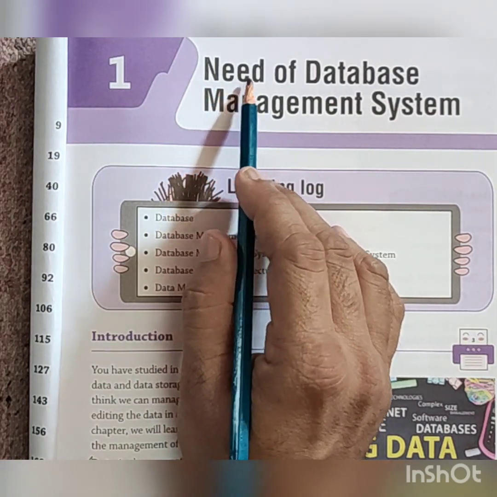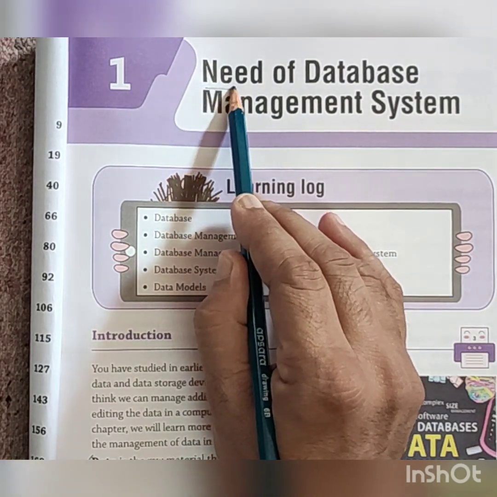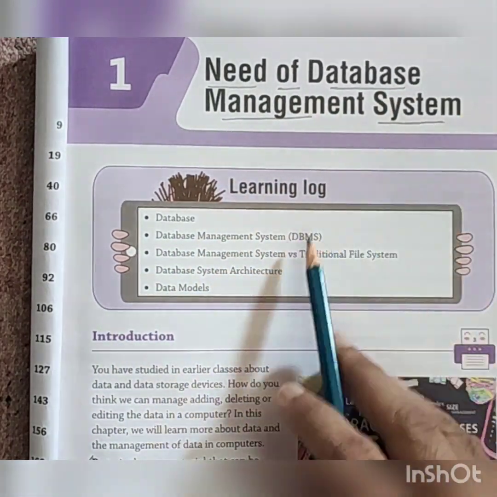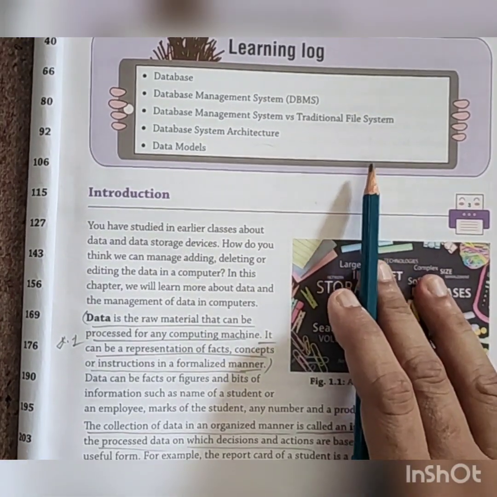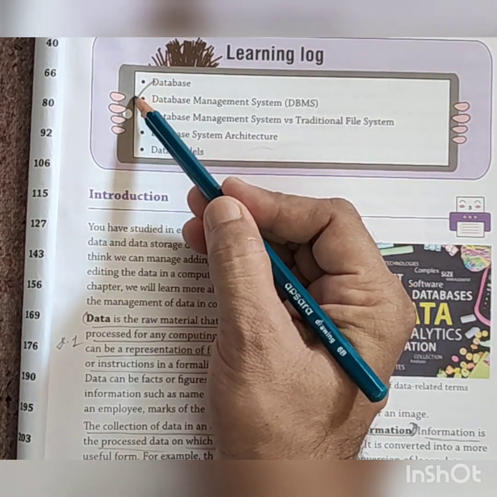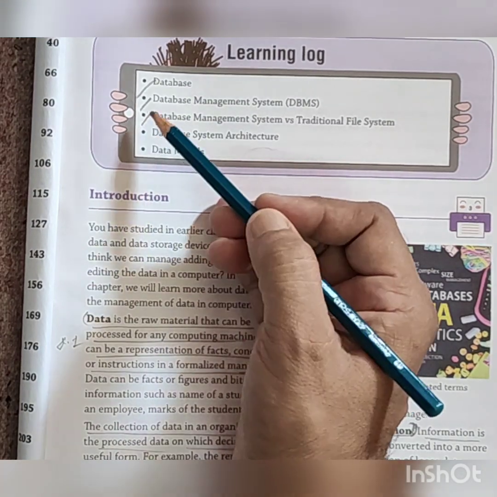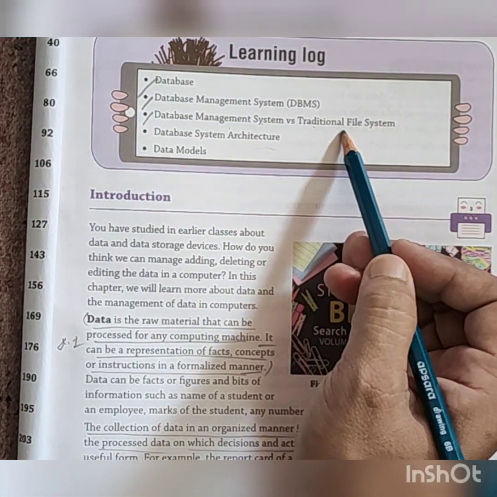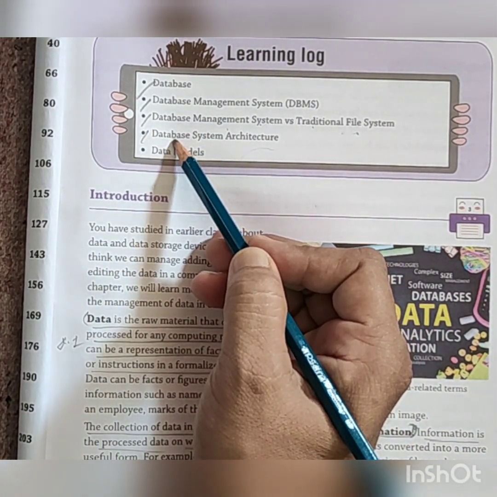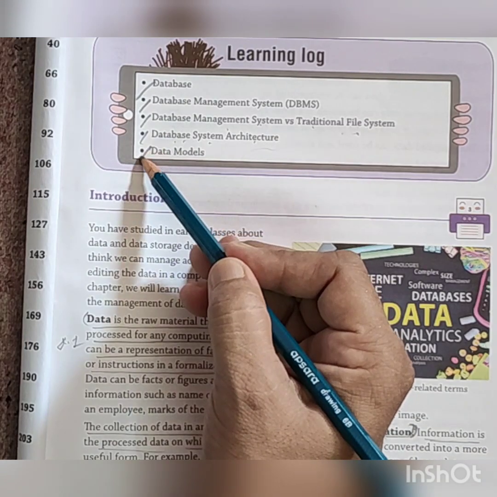Today I am going to explain your computer class 7 first chapter, need of database management system. So this chapter contains the following topics. First is what is database management system, and what is the basic difference between database management system and traditional file system. Then how to create it, how a database system architecture looks, and data models.